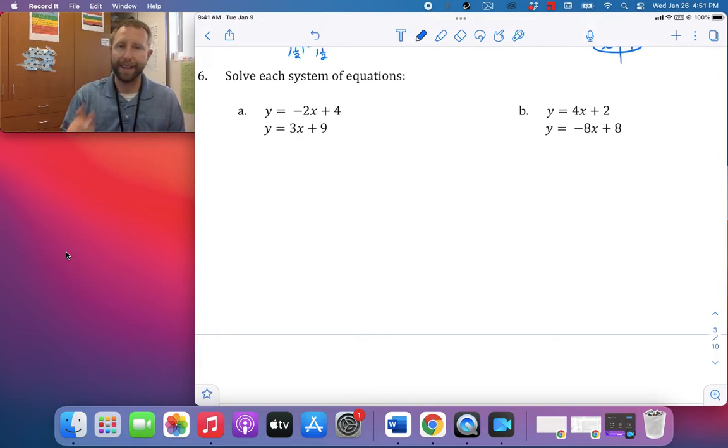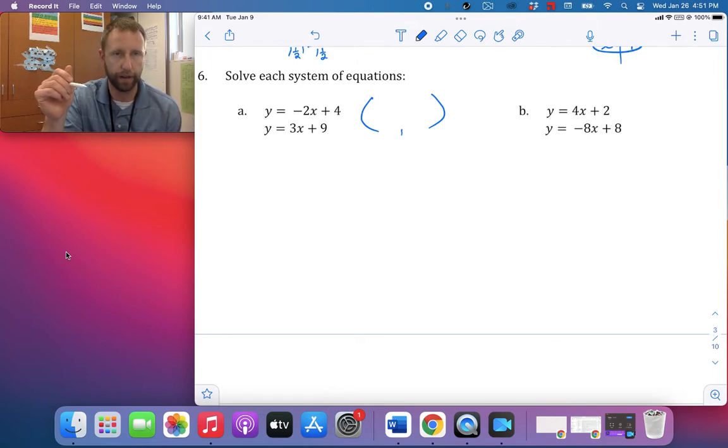That's how you solve for x, but that's only half of your answer. Remember, your answer should be an x value, which we'll find here in just a second, but then you have to get the y value.